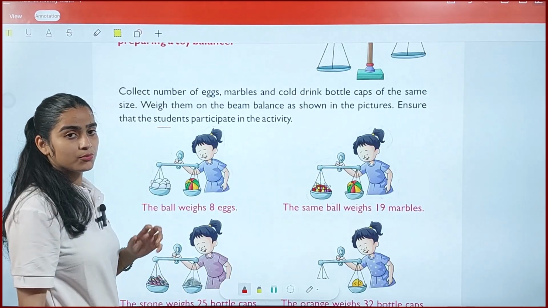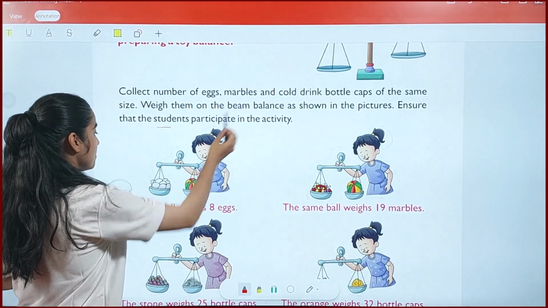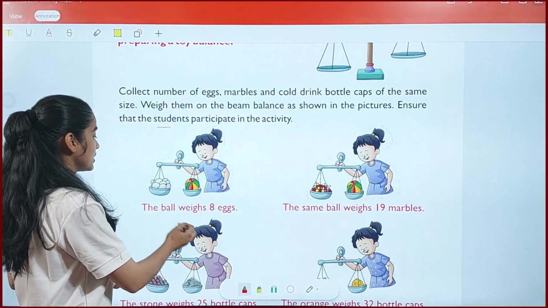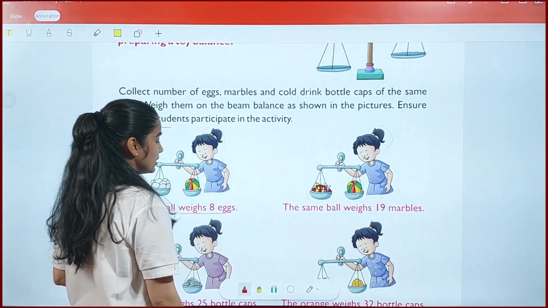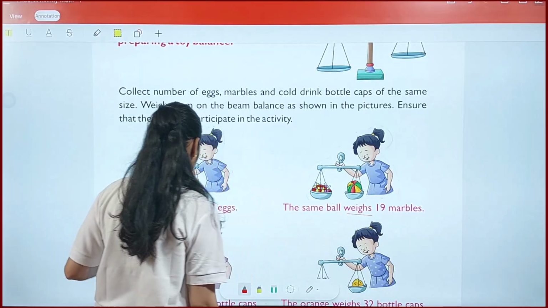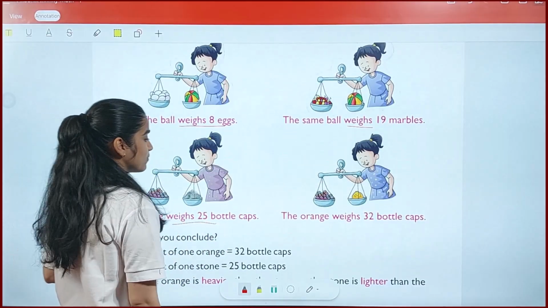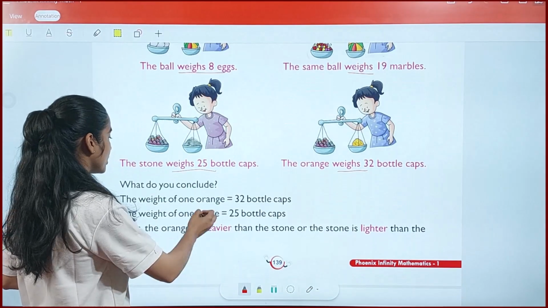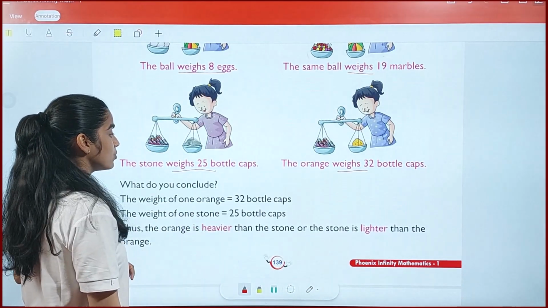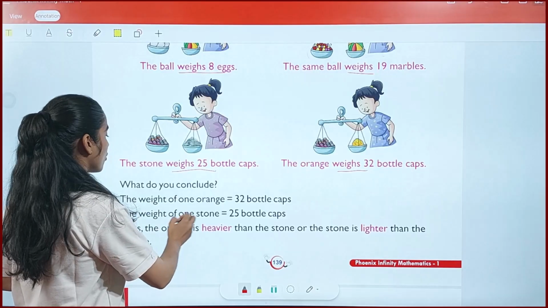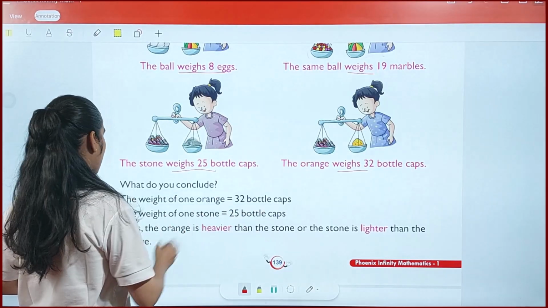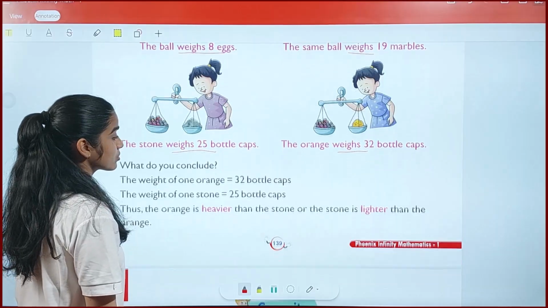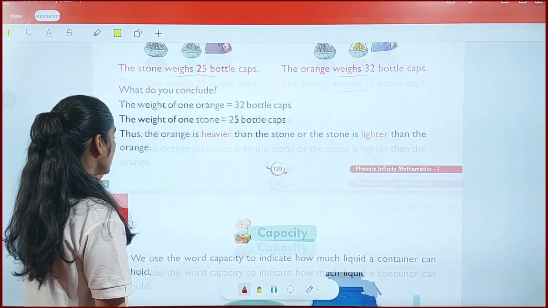Now what you have to do: first we have to make a beam balance and then measure the different things. First, weight of 8 eggs, weight of 19 marbles, weight of 25 bottle caps and weight of 32 bottle caps. What do you conclude? The weight of one orange is 32 bottle caps. The weight of one stone is 25 bottle caps, and thus the orange is heavier than the stone, or the stone is lighter than the orange.